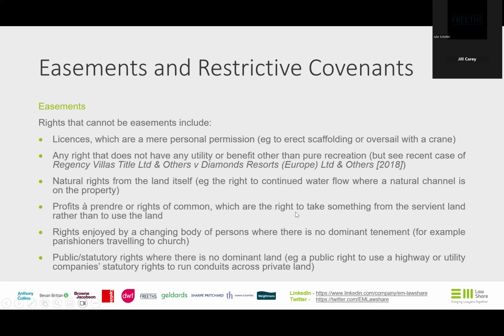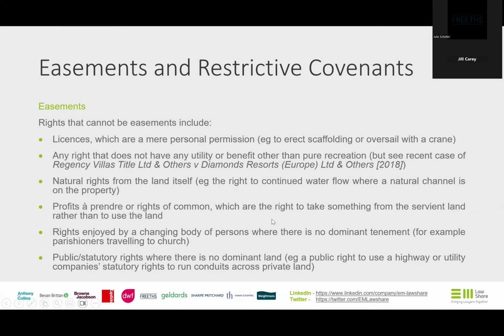There might be rights where there's no dominant tenement. So, there might be a right but it's not an easement. That would be, for example, people walking who, if the village has always walked to church the same way, but the people walking have changed, then that wouldn't be an easement, but there may still be a right over the land. And finally, public or statutory rights where there is no dominant land.